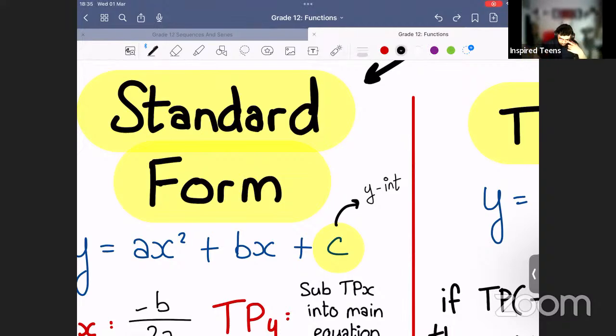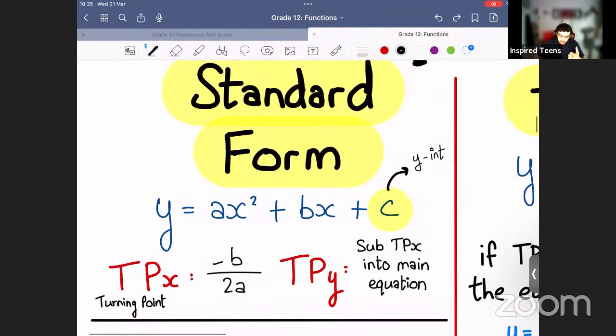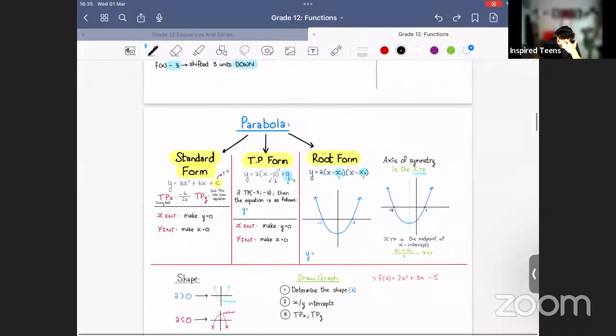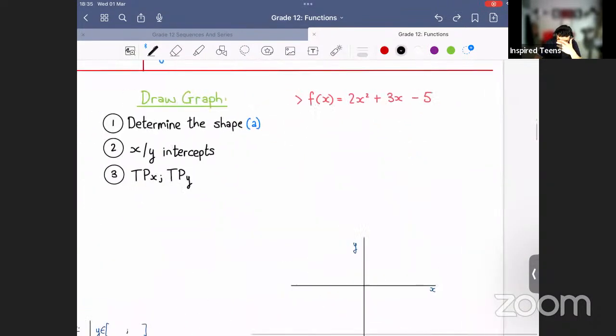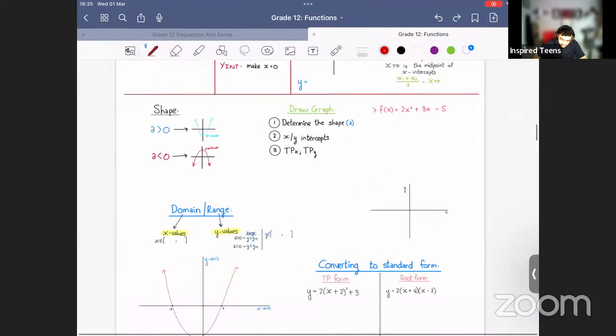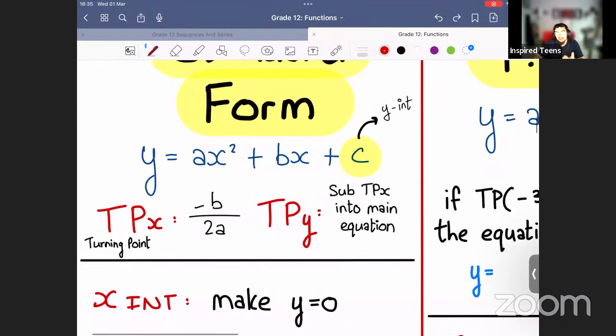Okay, then we have the standard form, in order to calculate the turning points. Let's revise what a parabola looks like again. So here's my axis. Remember, my parabola is either the sad face graph or the smiley face graph. So it's a single curve, and we have a turning point.